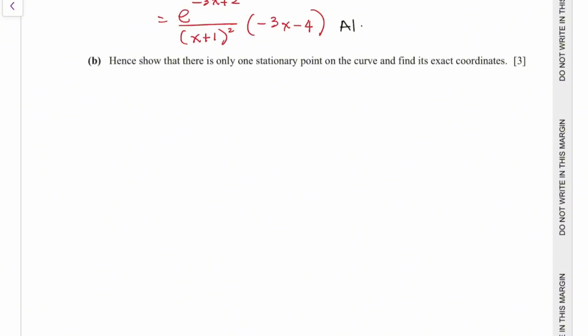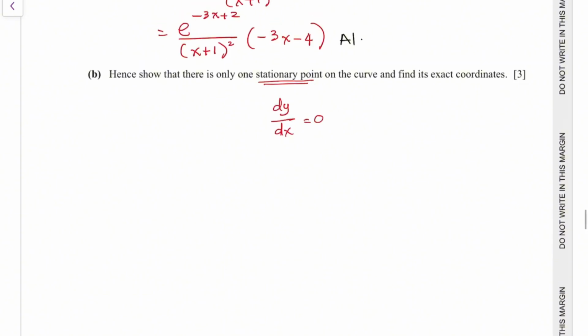Hence, show that there is only one stationary point on the curve and find its exact coordinates. Stationary point means that your dy over dx is equal to 0. So you just need to equate this to your function earlier, which is e to the power of negative 3x plus 2 over x plus 1 square times negative 3x minus 4 is equal to 0. Your aim is to find out the coordinate of x.